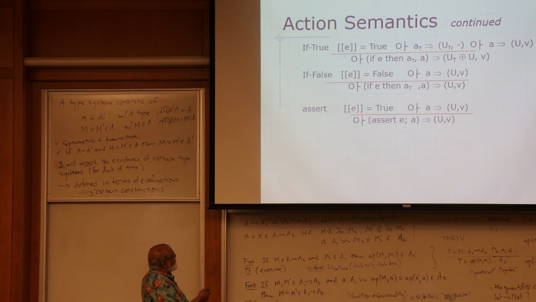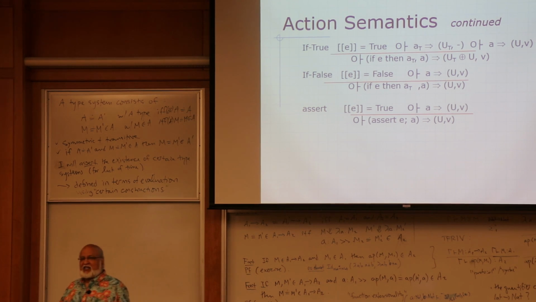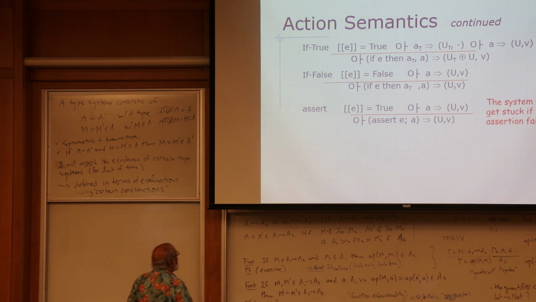If E turns out to be true, then you just go and evaluate this, right? And if it turns out to be false, I don't give you any rules. So you're stuck at that point. This elaboration failed. You can't go anywhere. That's not meaningful anymore.